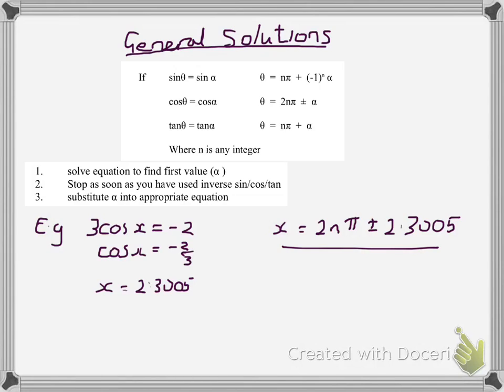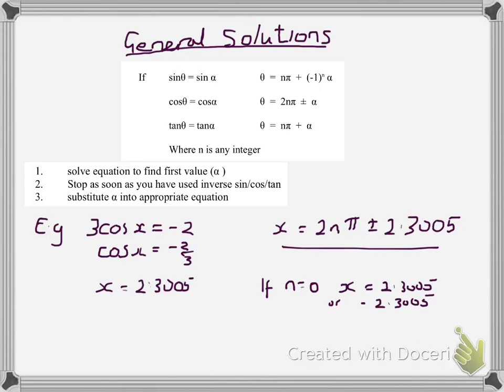But what does it mean? Well, n is any integer. So if I substitute in different values of n, I will get different possible solutions for that equation. For example, if n is 0, then the whole first section, 2n pi, becomes 0, and I'm left with either x is 2.3005, or of course x is negative 2.3005. Remember, those two angles are in radians.